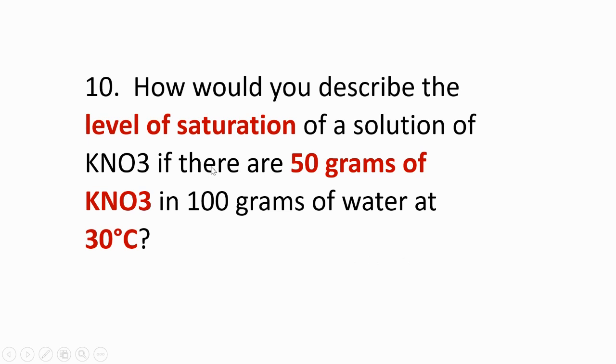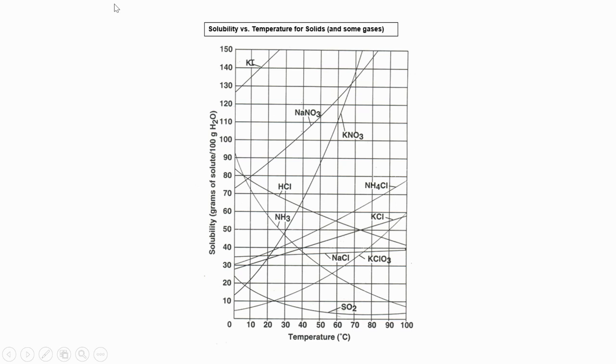Number 10. Now I'm saying KNO3, 50 grams, 30 degrees. What kind of solution is it? Now we could argue, well, is it 50 grams or is it 49 grams? But basically it is on or very, very close to the line. So that solution essentially falls on the line. So I would call it a saturated solution.